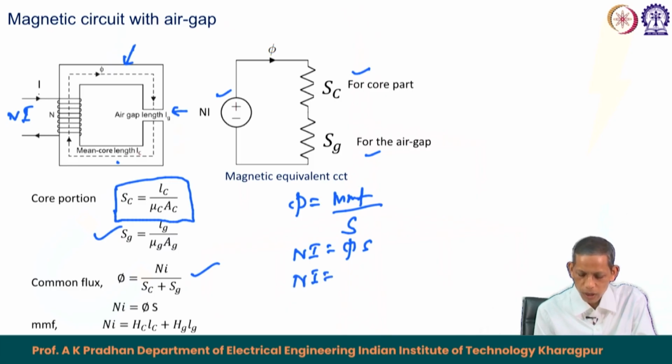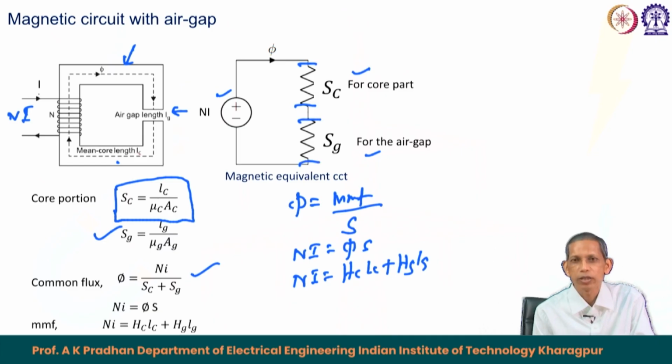So, in this case we will have S_c L_c plus S_g L_g. That is the drop here plus the drop here. So, that is V equals I R, which takes the form phi into S. Phi into the corresponding S is nothing but S_c L_c and S_g L_g. So, this is your corresponding MMF drop in the core part and MMF drop in the gap part.